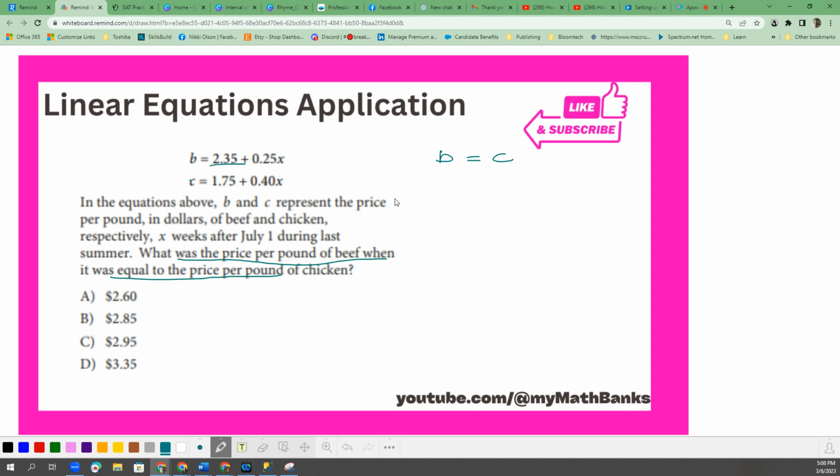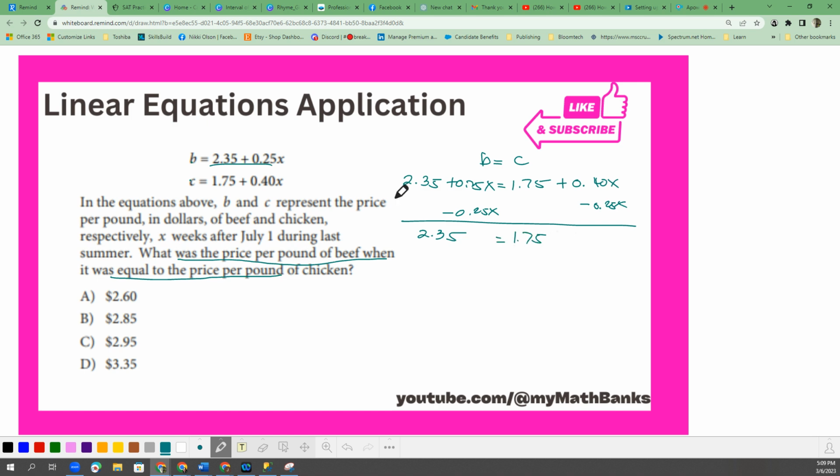Now if we substitute, you will have 2.35 plus 0.25x is equal to 1.75 plus 0.4x. Let me just line them up. So this is B equals C. From the second line, you only have x, right? So I'm going to subtract 0.25x from both sides.